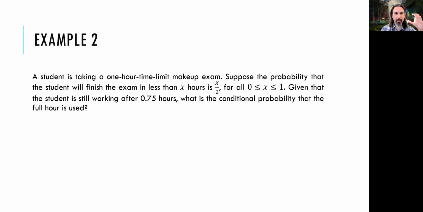Now, the question is, we are still working up to 0.75 hours, which means that our x value, the time that we are going to finish the exam, is going to be greater than 0.75. That's a given. And we are looking for the probability that we will use the full hour. So x is going to be greater than 1. We know that x can't be greater than 1 because it's going to end at 1. We have just 1 hour, but we can write it as x is greater than or equal to 1.